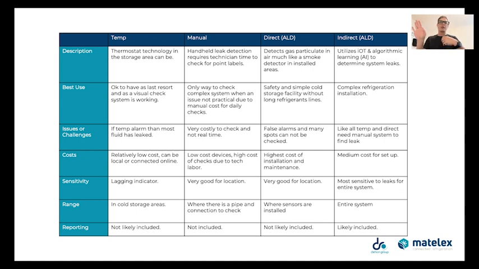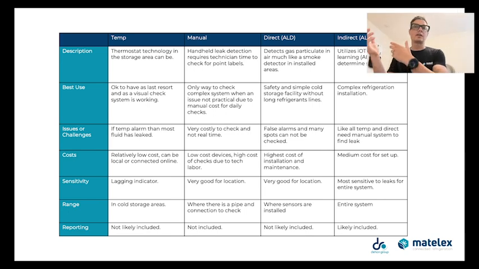On the right-hand side, you can see direct and indirect are ALD, or automatic leak detection, because those are what can qualify as automatic leak detection under the government regulations and standards. But I would say not all direct detection, not all indirect detection meets those standards. So you have to really know the standards. So just to go over the different ones, we have temperature sensors.